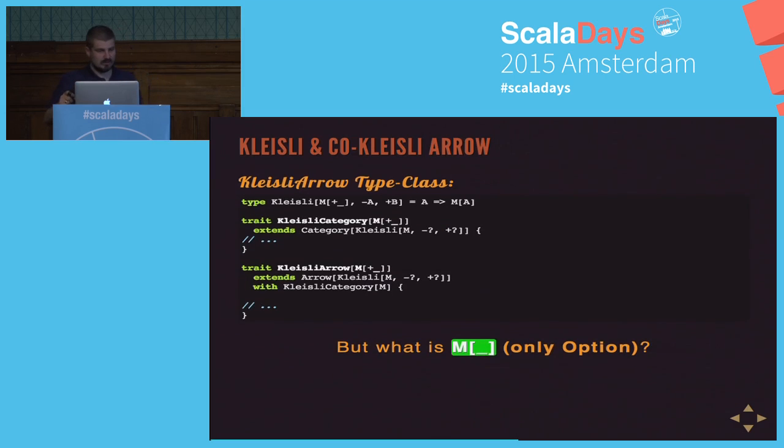Okay, back to the Kleisli arrow. Initially we define it, but what is M? Is it only Option, or can it be something other?